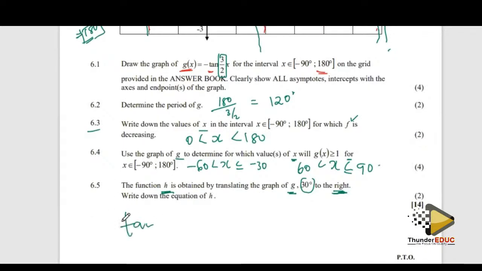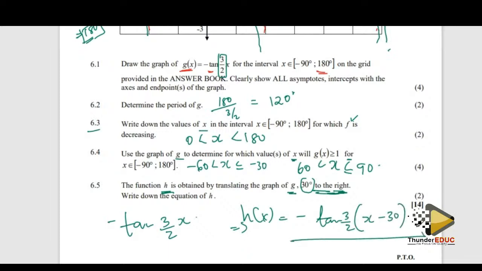So it's going to be negative tan. Remember, it was 3/2 x. Now, if you shift the graph to the right, we subtract 30 from there. So h of x is going to be negative tan 3 over 2 with the x, I'll say x minus 8. That would be my equation.